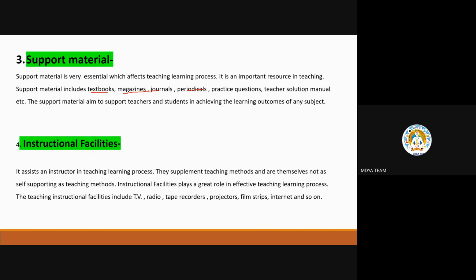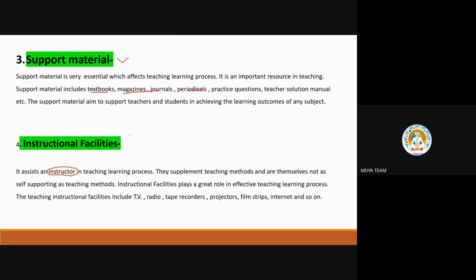Okay, so I have told you that before the teaching, there is a set of objectives that need to be achieved after the class. Okay, there are certain predetermined goals that a teacher needs to achieve, that come under learning outcomes. Okay, so we have to achieve that after the completion of the class, after the completion of the content. So these support materials help the teachers to attain that predetermined goal, to attain the objectives of the class. Now instructional facilities. It assists an instructor in the teaching learning process. Instructor means the teacher. I am the instructor here, okay? They supplement teaching methods and see, support materials and instructional facilities are overlapping.